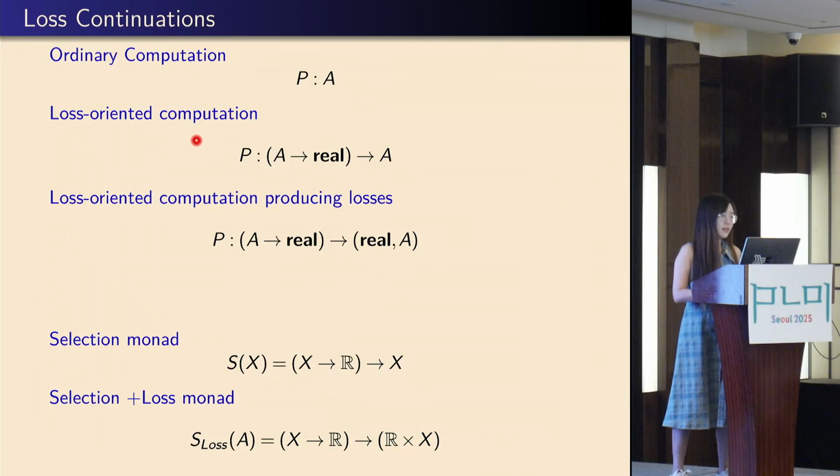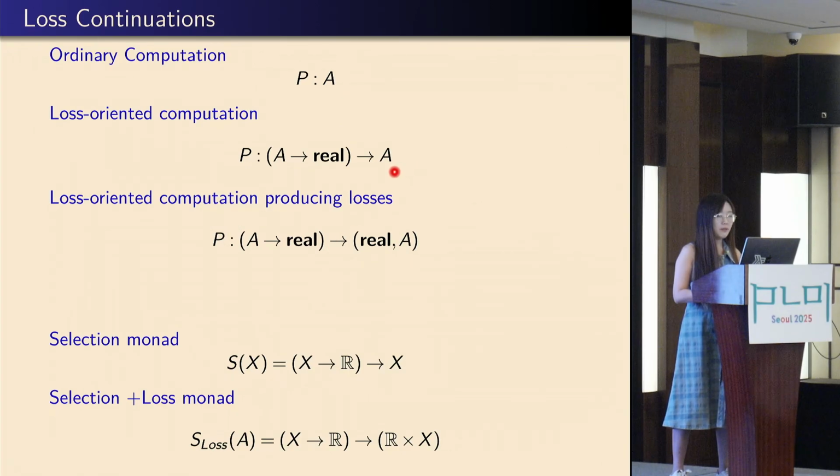Now, a loss-oriented computation is a computation P that receives a selection function from A to real and then gives you back a real. You can consider this real as that cost number we have seen before, or the loss that is associated to every choice of A. So this P says, if you can give me a selection function that tells me what kind of loss is associated to each choice of A, I'm going to give you back an A according to the selection function. Maybe this P will say, I'm going to return the A that maximizes the loss, or I'm going to return the A that minimizes the loss, or it has its own criteria for selecting this element A.